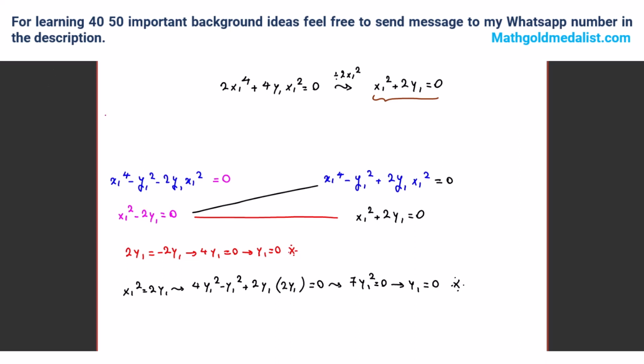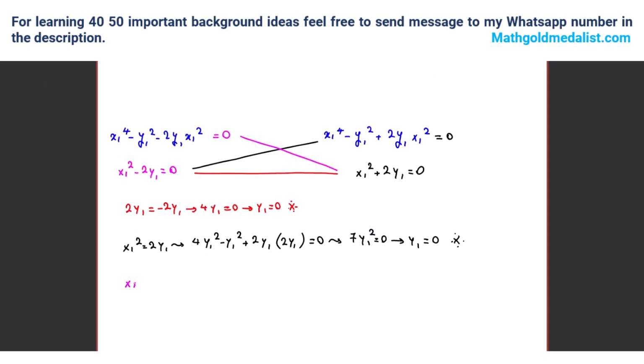Now let's consider this one. Again, by similar approach, you can say, okay, x1 squared from here is negative 2y1, and if you replace it here, it's 4y1 squared minus y1 squared minus 2y1 times 2y1 is equal to 0. So again, 4 plus 4, 8 minus 1, 7, y1 squared is equal to 0. So y1 is equal to 0. Okay, that's a contradiction.